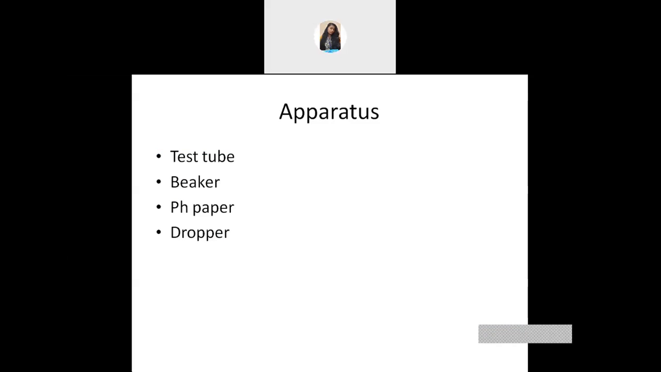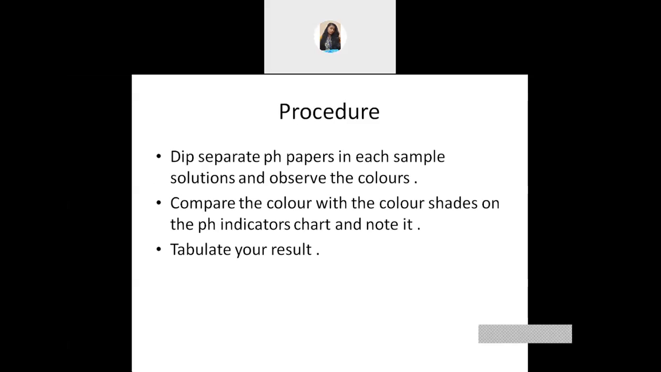Next slide: what apparatus we need for this experiment. For this experiment we simply need a test tube, a beaker, pH paper and a dropper. In the next slide, what is the procedure for this experiment? I have already told you how to do the experiment, but in the procedure, you have to dip a separate pH paper in each sample solution and observe the colors.